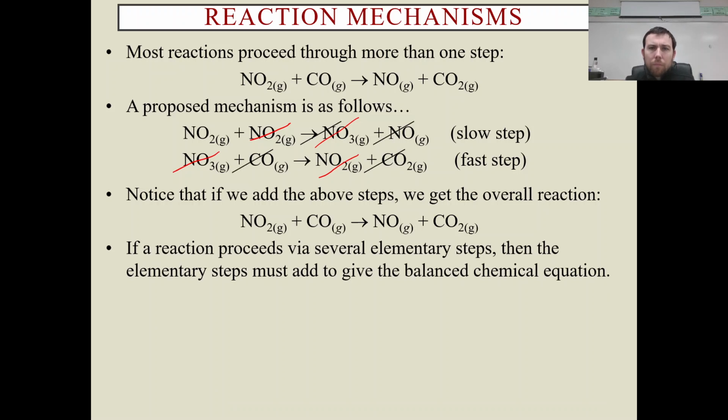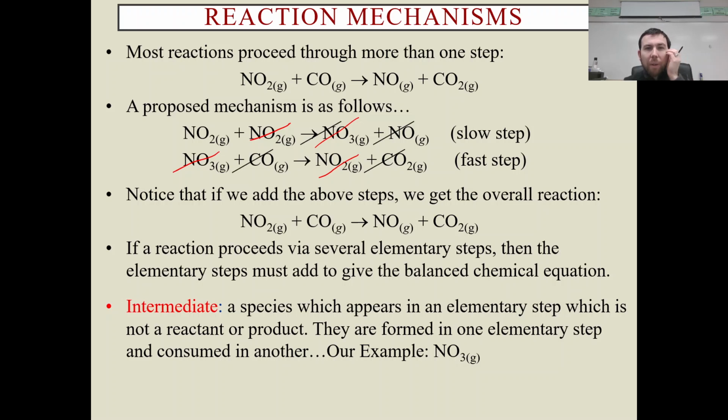Now, like we just showed in this particular example, we wrote this out as two elementary steps, right? We had the slow step and the fast step. And so if a reaction proceeds via several elementary steps, then those elementary steps must add up to give our balanced chemical equation, just like I've been saying.